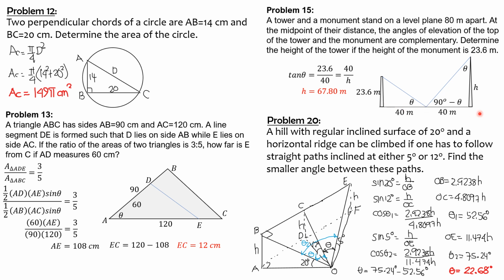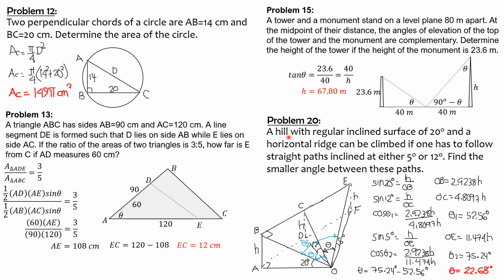between the two towers. The two elements, we have a monument and a tower, so that's 40. Tangent of theta on this right triangle, on the other hand, is 40 over h. So solving for h, 40 squared over 23.6, you'll get 67.8 meters.